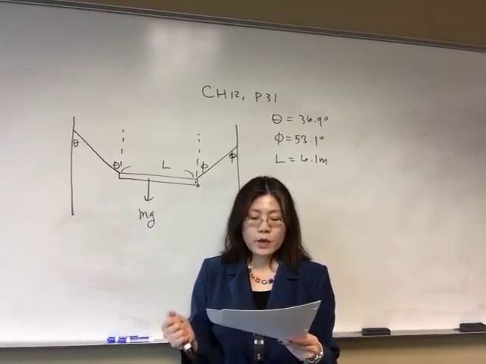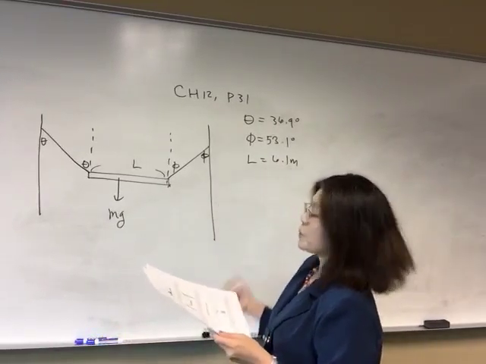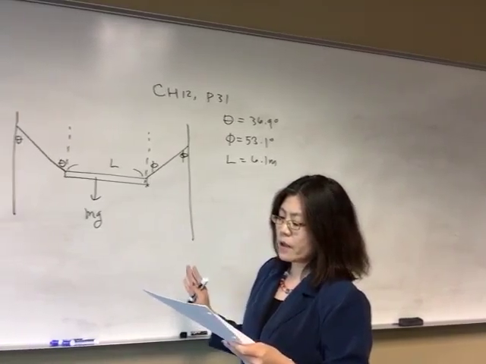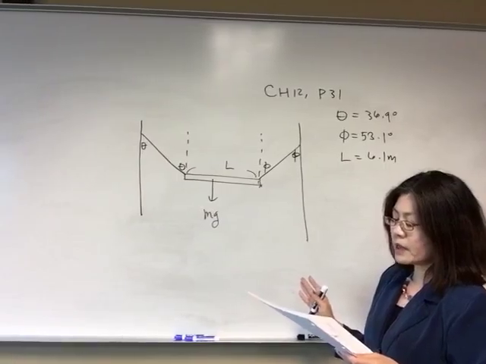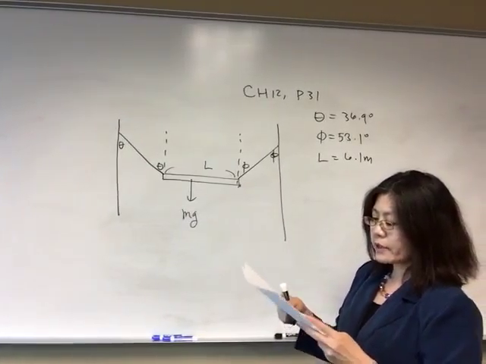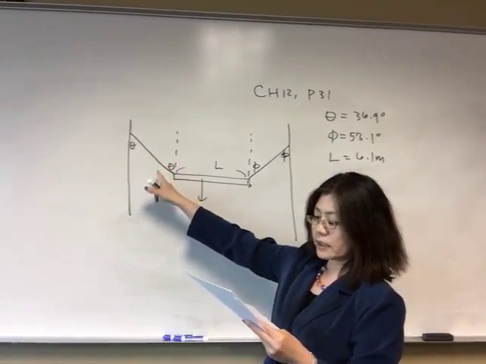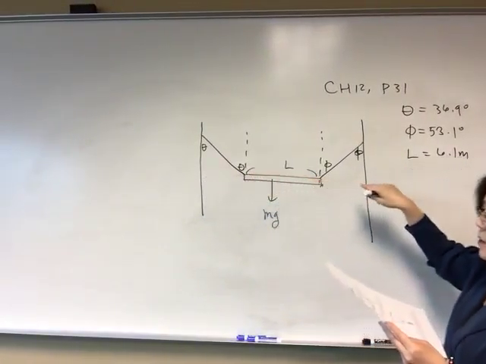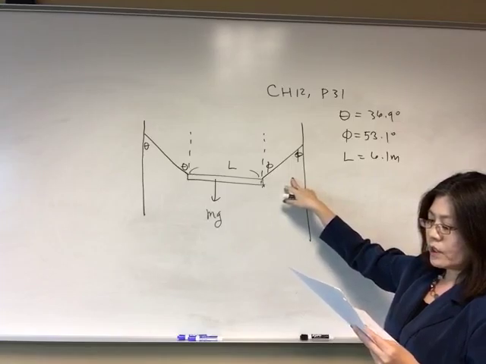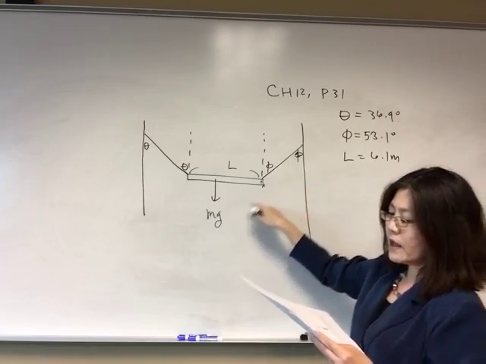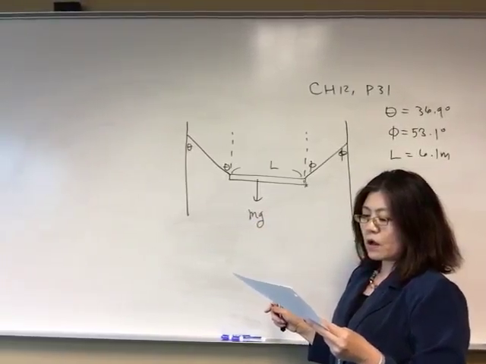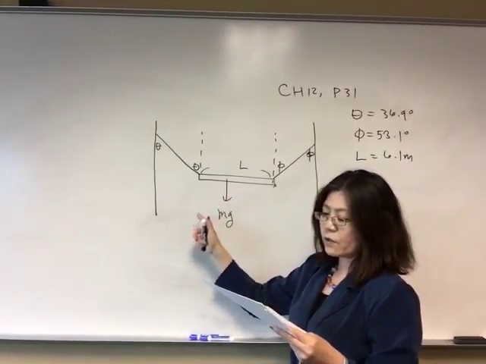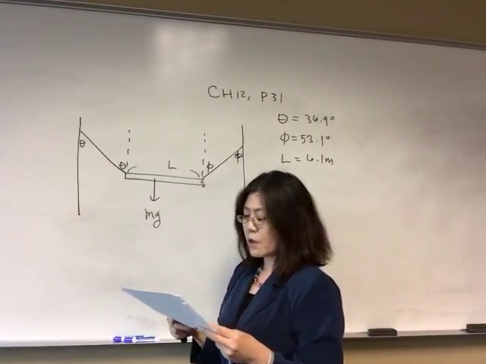All right, so the next problem we want to do is problem 31 from chapter 12. A non-uniform bar is suspended at rest in a horizontal position by two massless cords. One cord makes the angle 36.9 degrees with the vertical. The other makes the angle 53.1 degrees with the vertical. If the length of the bar is 6.1 meters, compute the distance x from the left end of the bar to its center of mass.